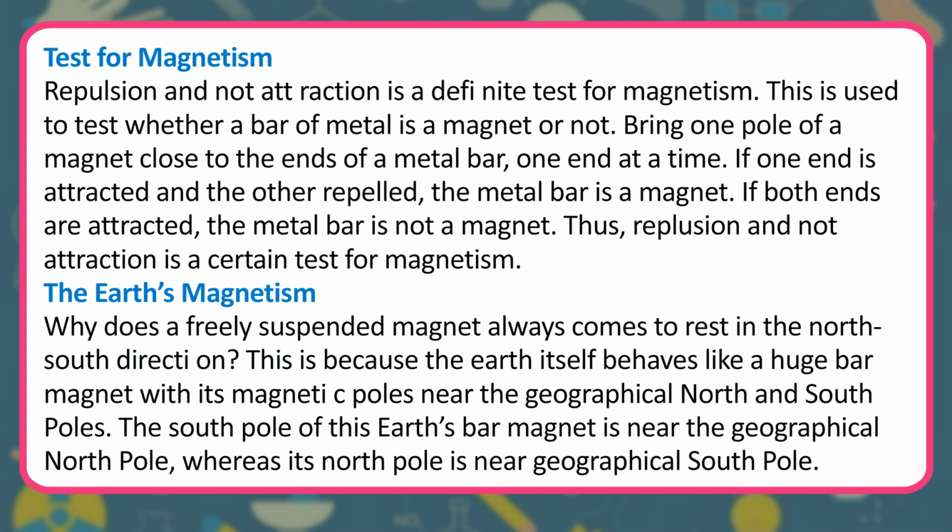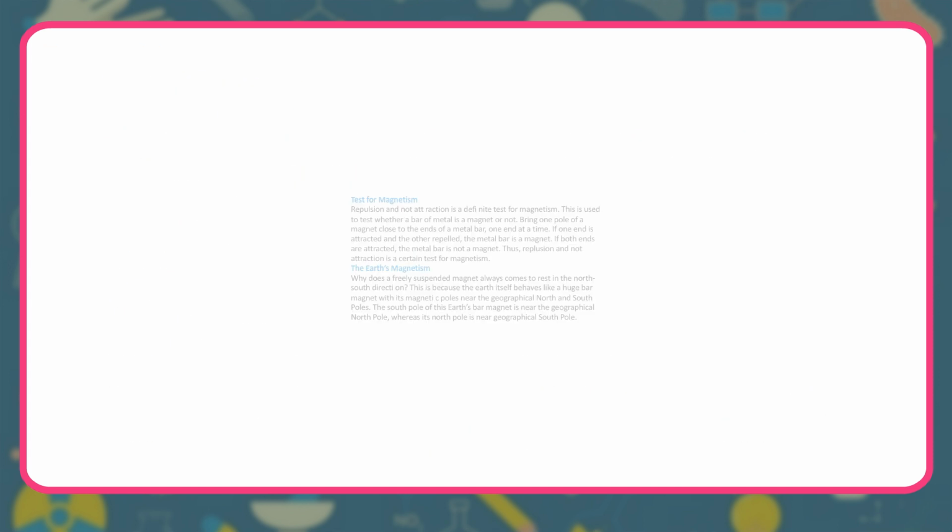The Earth's magnetism. Why does a freely suspended magnet always come to rest in the north-south direction? This is because the Earth itself behaves like a huge bar magnet with its magnetic poles near the geographical north and south poles. The south pole of this Earth's bar magnet is near the geographical north pole, whereas its north pole is near the geographical south pole.